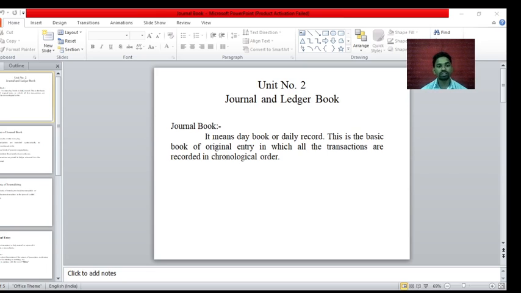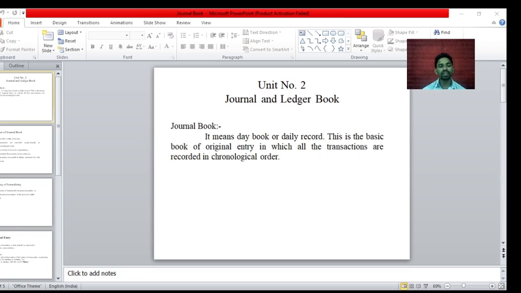Next is narration. Narration is a short description of the nature of the transaction, explaining the reason for debiting or crediting an account. After passing the journal entry in the journal book, we have to give a short reason for that transaction, a short explanation of why it's debiting or why it's crediting.